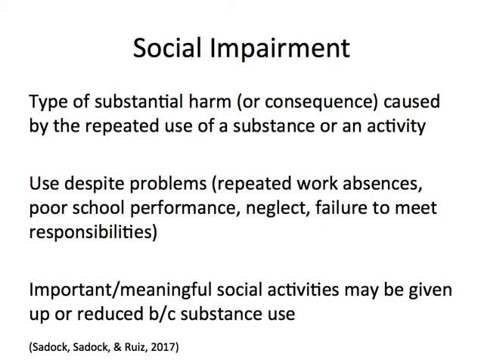Social impairment is a type of substantial harm or consequence caused by the repeated use of a substance or an activity. Often there's use despite problems such as repeated work absences, poor school performance, neglect, or failure to meet responsibilities. Important or meaningful social activities may be given up or reduced because of the substance use.